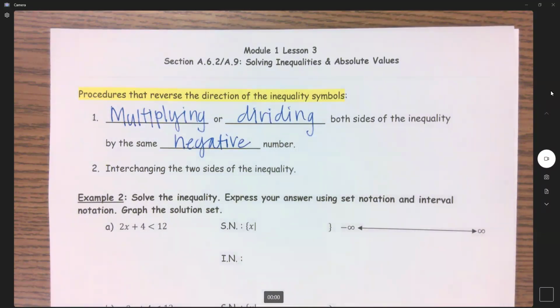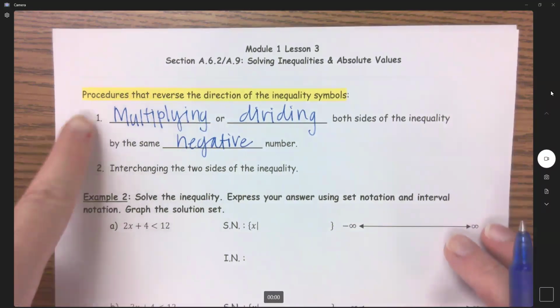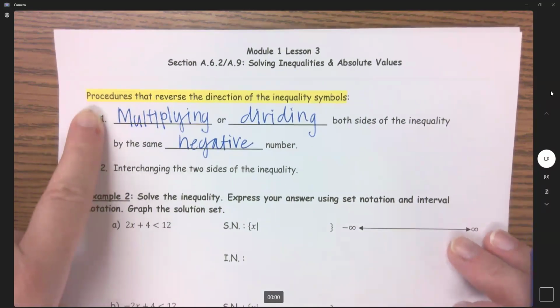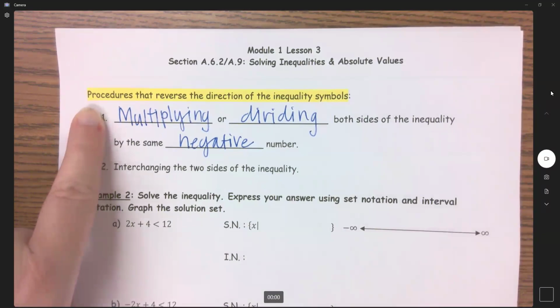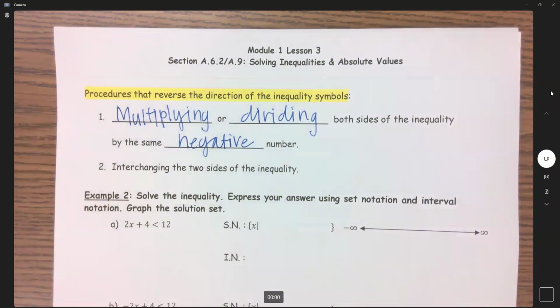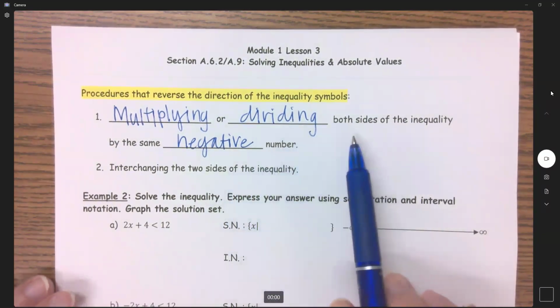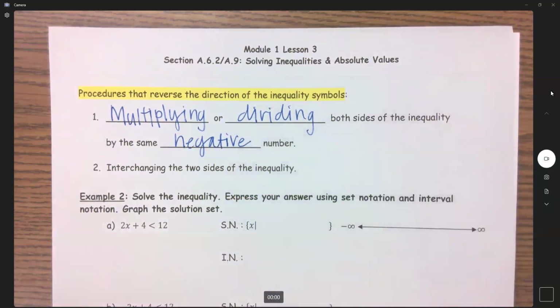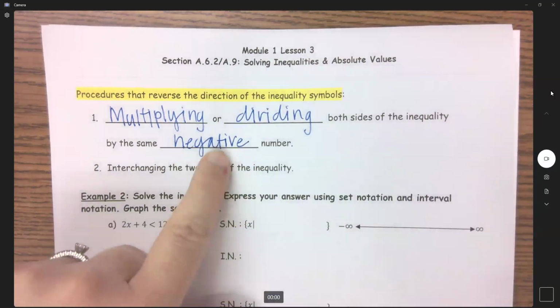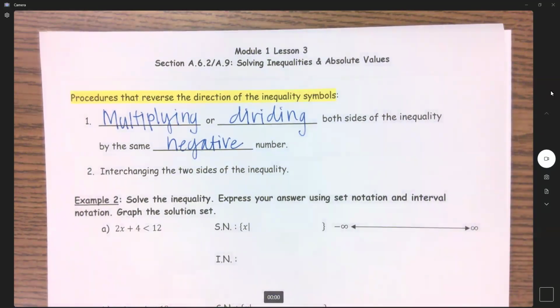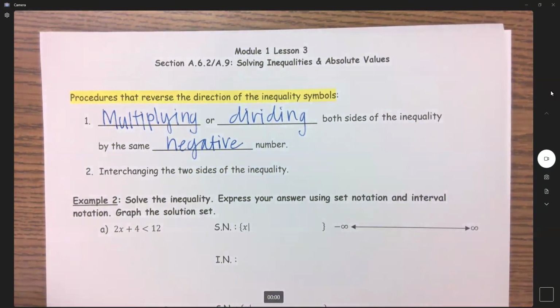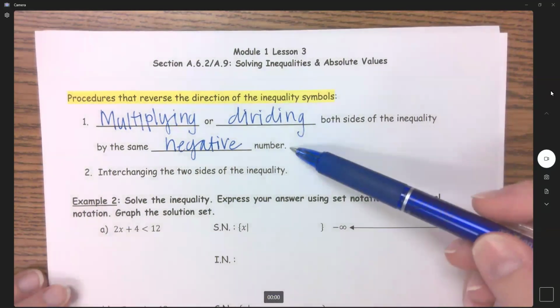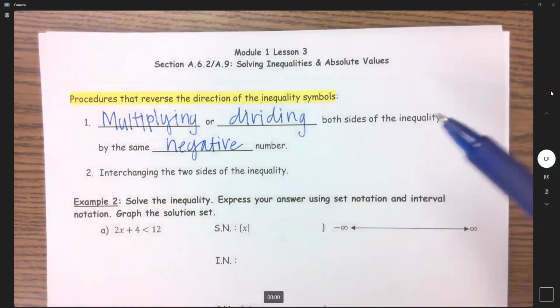But we do have two additional rules. There are two different things that can happen that will make us have to reverse or flip that inequality symbol. The first one is when we multiply or divide both sides of the inequality by the same negative number. Negative is the key word here. So if we multiply or divide by a negative, we need to flip that sign, and that's when we're going to end up flipping these the most.